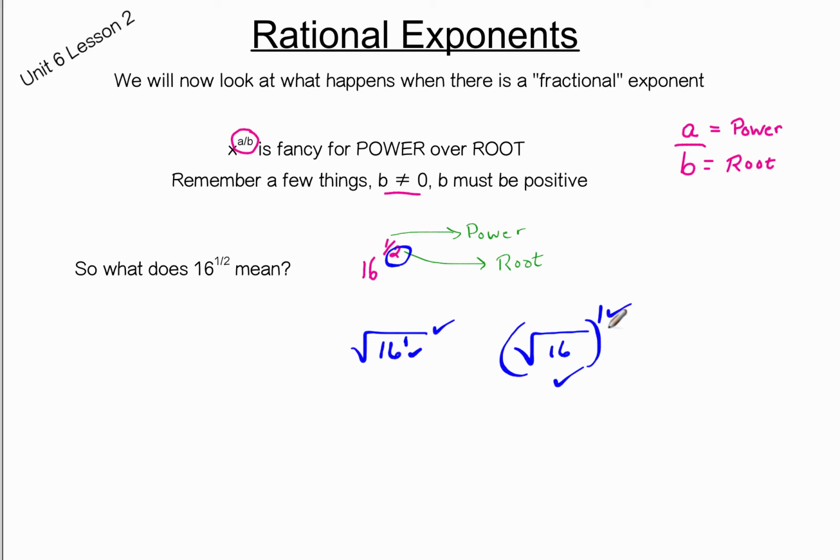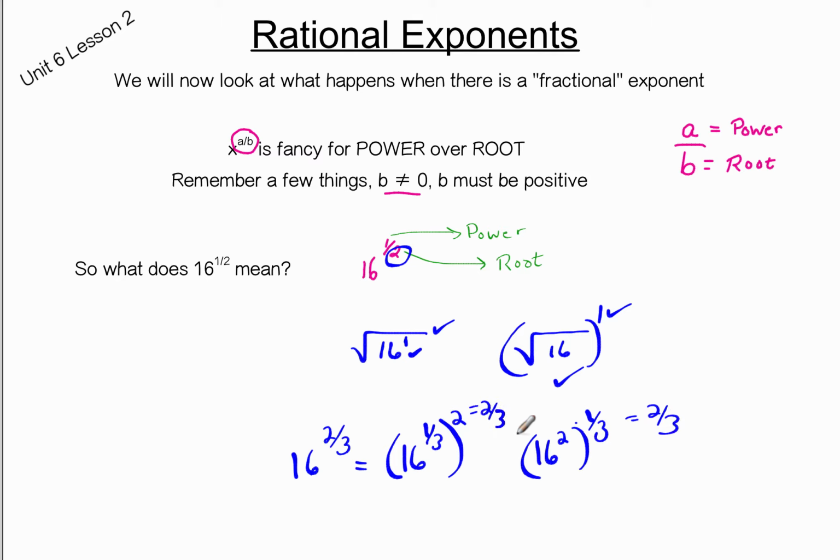And that's because it doesn't matter. Let's say I had 16 to the 2/3. Well, I could rewrite that as 16 to the 1/3, which means take the cube root of it, and then square your answer. And guess what? 1/3 times 2 is 2/3. Or I could take 16 and square it first and then raise it to the 1/3 power, which means take the cube root of it. See? With a power to a power, when I multiply, both times I get 2/3. So it doesn't matter which way you do first.